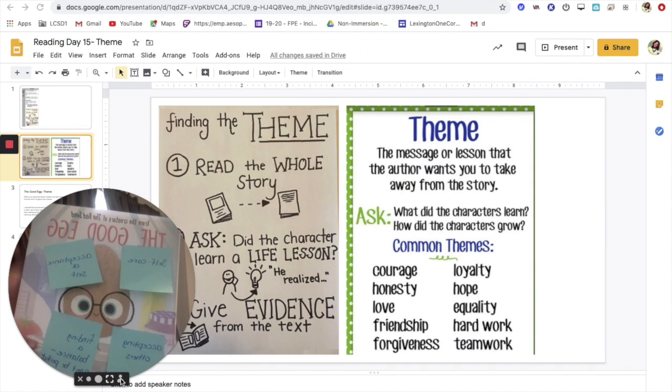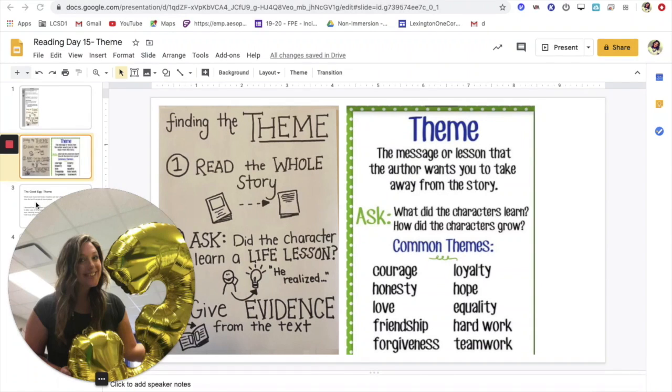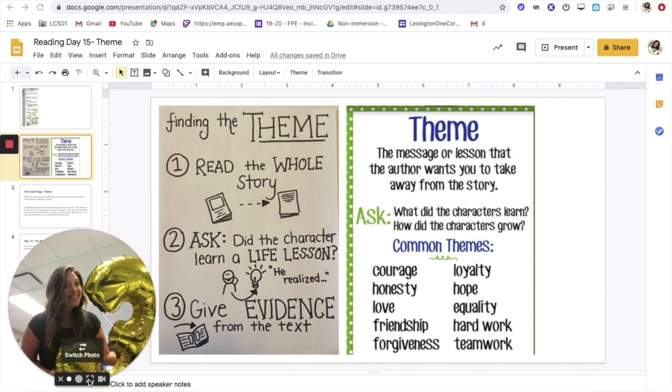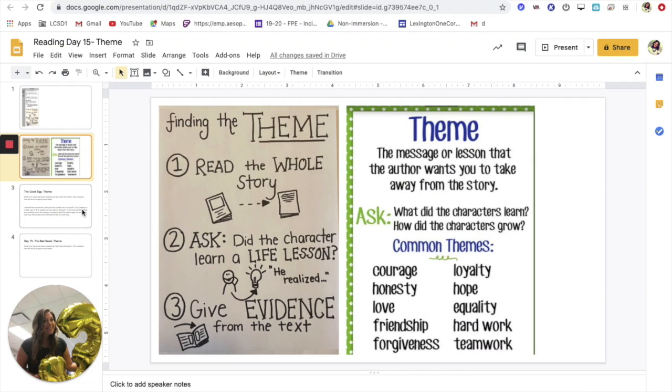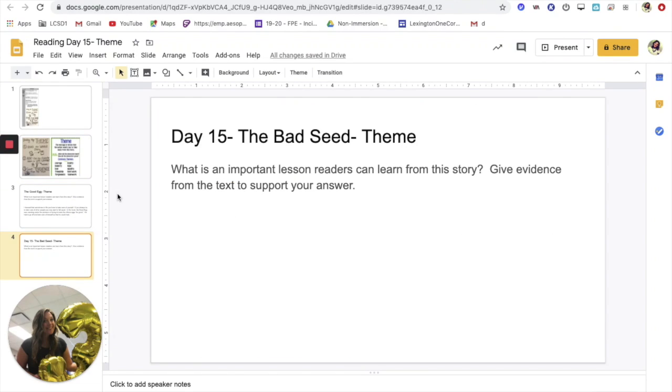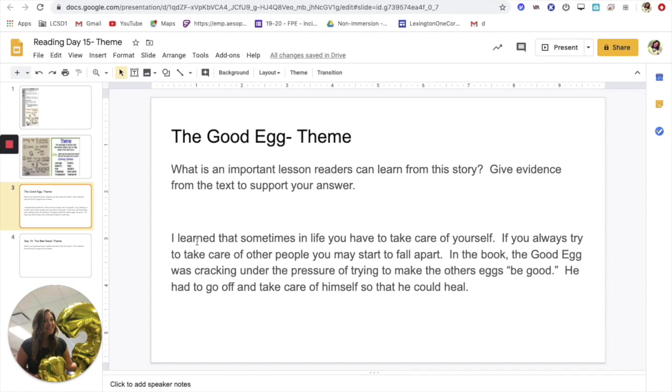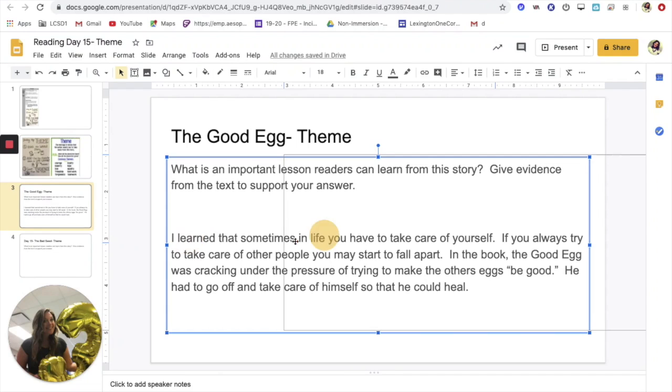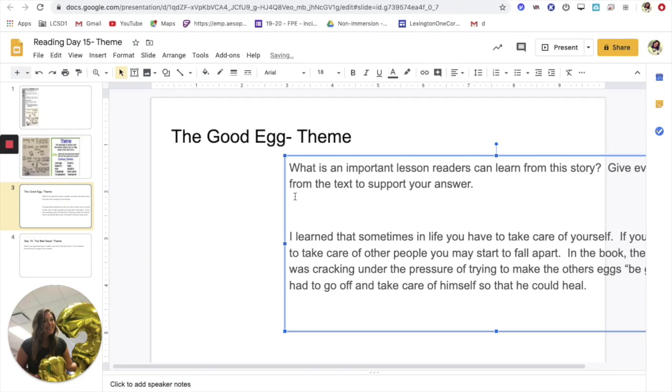So I'm going to click back off of this so you can see it. And here is what I wrote. All right, so this is the question, and here's my response. I learned: this is a good way to start off your theme response. I learned that sometimes in life you have to take care of yourself.